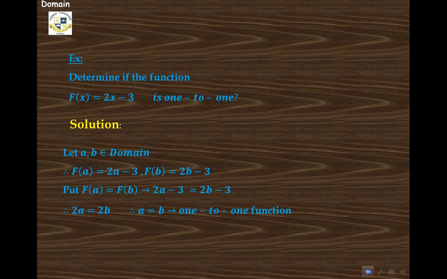Therefore 2a equals 2b. I'll divide the left hand side and the right hand side by 2. Therefore, I will get the final result a equals b. Therefore, this function f of x is a one-to-one function.